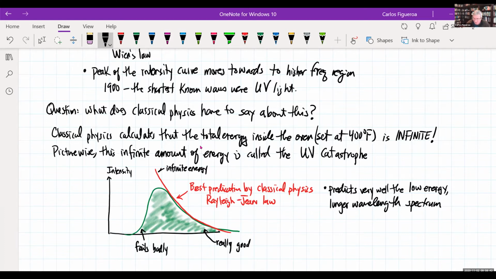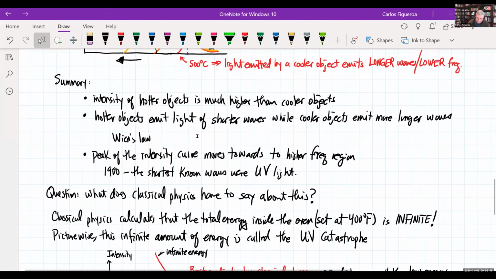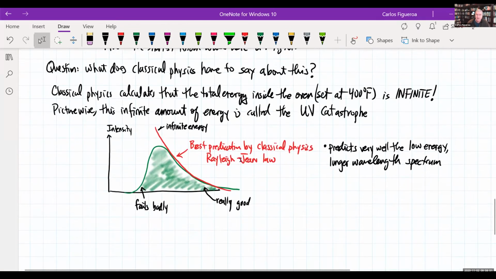I said that there was Wien's law. Wien's law turns out to have predicted the other side of the spectrum pretty well. And this is Wien's law. But Wien's law had a lot of issues, so they knew that it wasn't the best classical answer to the Blackbody radiation curve. And Wien's law is also an experimental thing, not a theoretical calculation. It was really an experimental observation more than anything else.